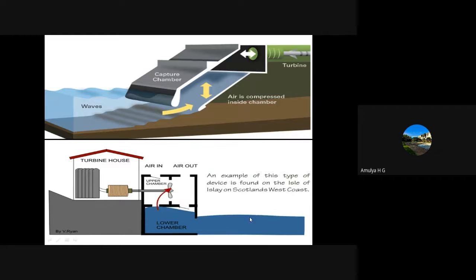In the GIF image you can observe that even small waves are sufficient for creating the air pressure, which drives the turbine and converts into electricity with the help of the generators. The best location for installation of this plant is near the rock areas or the cliff regions. Half of the plant is fully submerged into the ocean. There is a hollow chamber where the waves move in the upward and downward direction, which creates the air pressure. So this is the working of the oscillating water column.